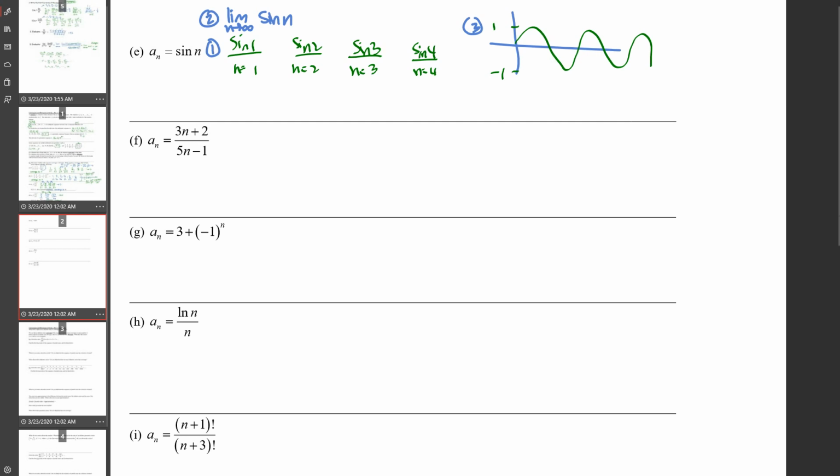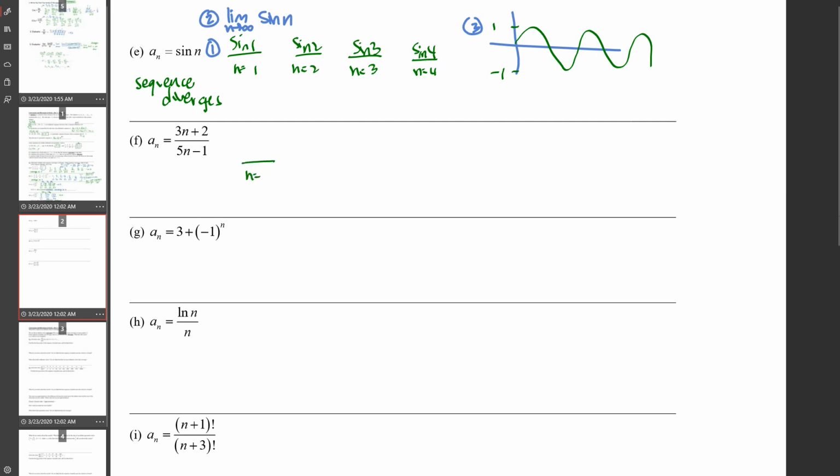So what we say here is since this sequence does not converge to any one number, then this sequence actually diverges. So let me make that clear. This sequence diverges, okay? Let's look at letter F. Letter F says, okay, I have this problem here, this a sub n. Does this sequence diverge or converge?